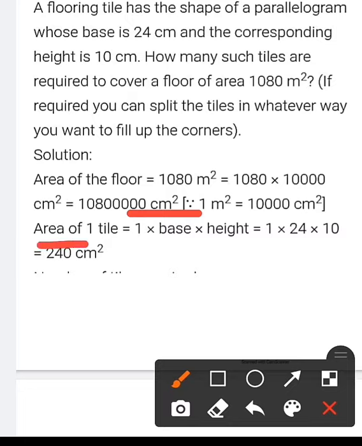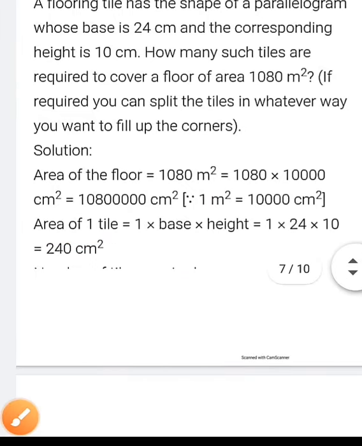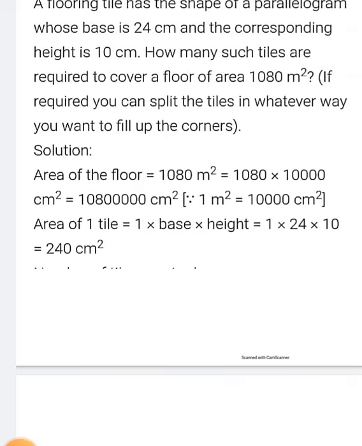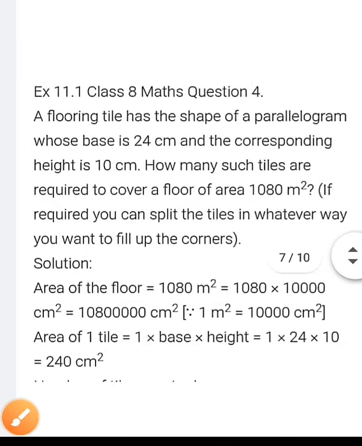Now area of one tile, the shape is given as parallelogram. So we have to apply the formula for area of parallelogram. Area of parallelogram is base into height. If you draw any parallelogram, suppose this is a parallelogram, then what will its area be? Base into height. This will be your area of parallelogram and base and height is given. So for 1 tile, base into height, 24 into 10, that will give you 240 centimeter square.